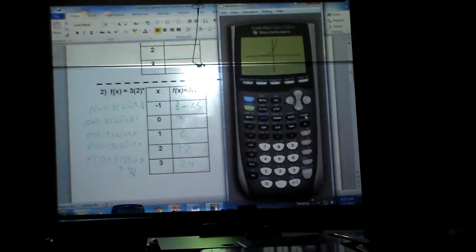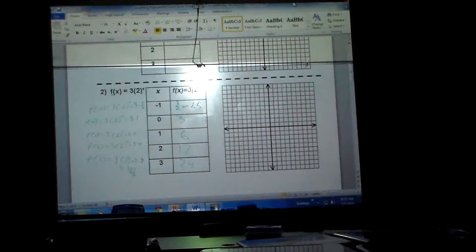So, that is how you graph exponential functions, either with a table, or you could use a calculator to work on those. So, once again, that's an easy way to graph an exponential function.